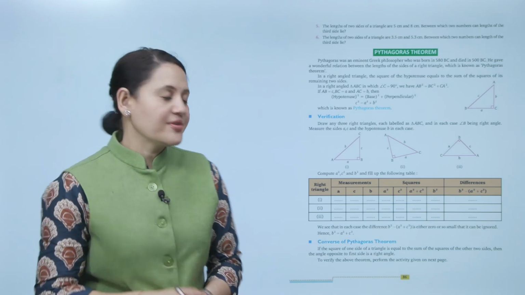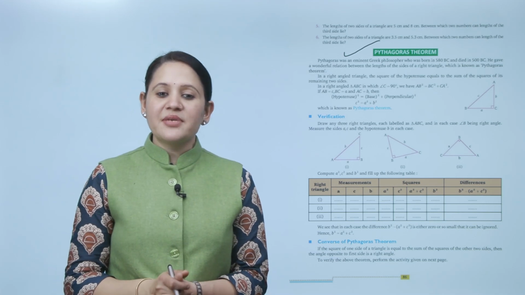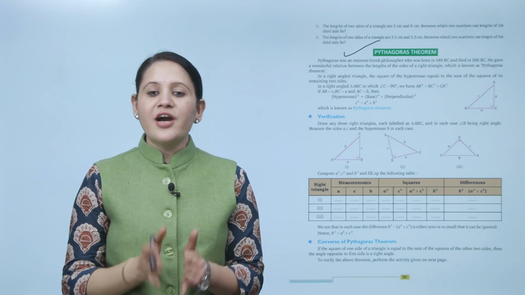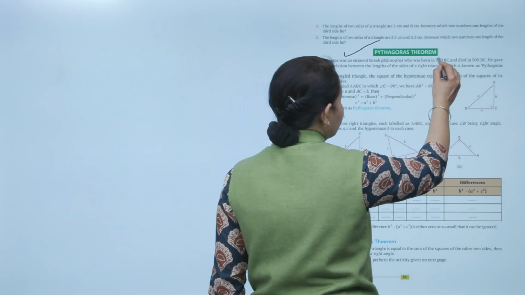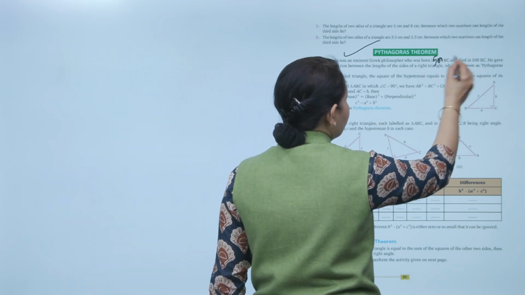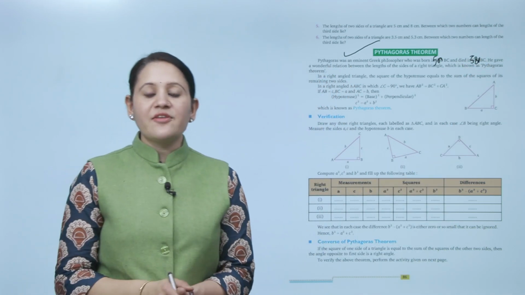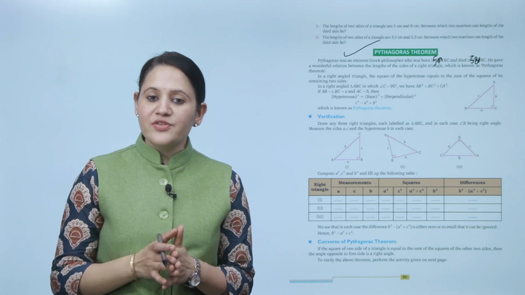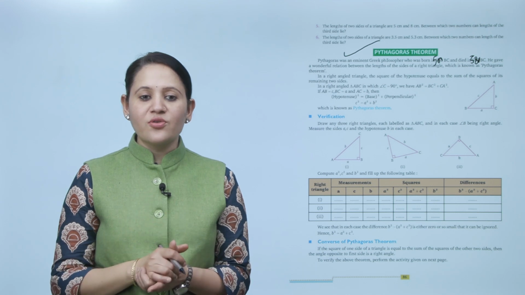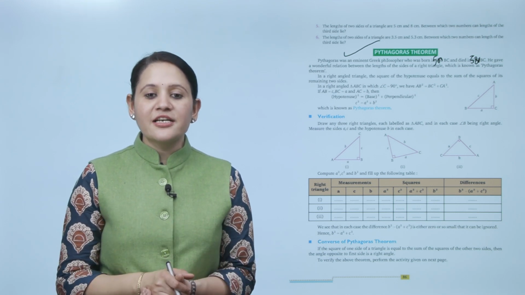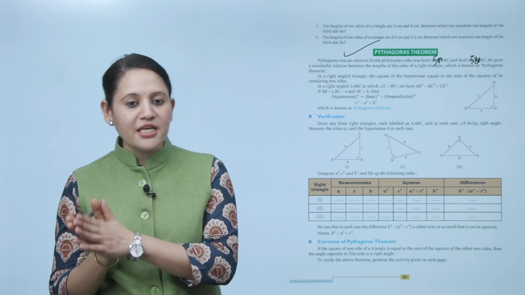Next is the Pythagoras theorem. Pythagoras was an eminent Greek philosopher who was born in 500 BC and died in 580 BC. He gave a wonderful relation between the lengths of the sides of a right angle triangle, which is known as the Pythagoras theorem. In a right angle triangle, the square of the hypotenuse equals the sum of the squares of its remaining two sides.